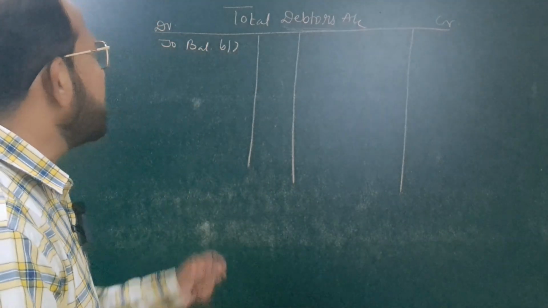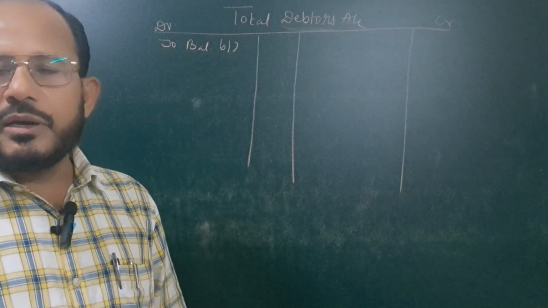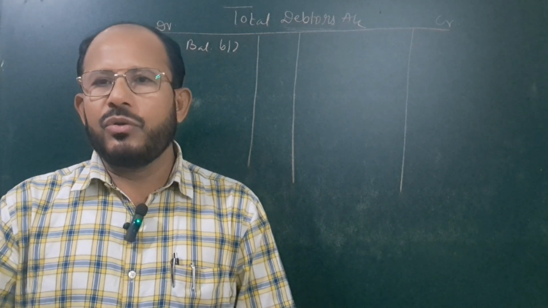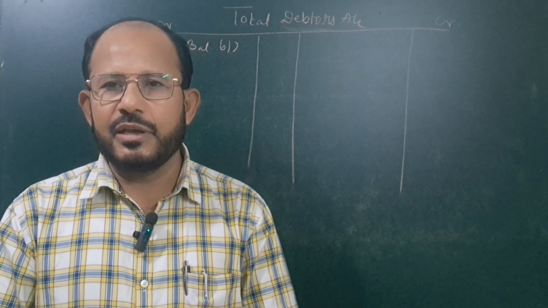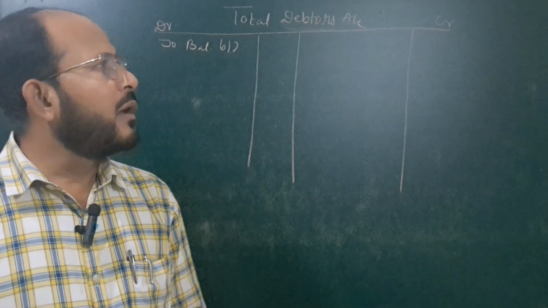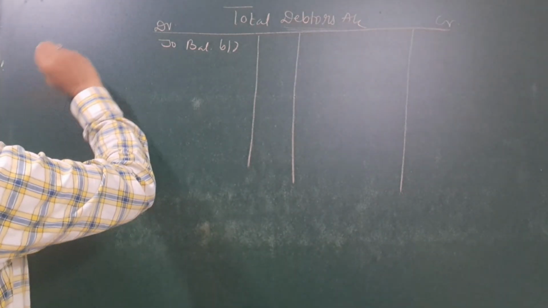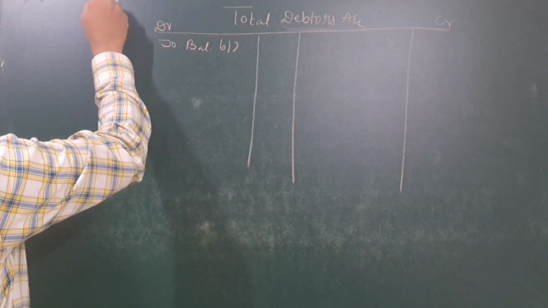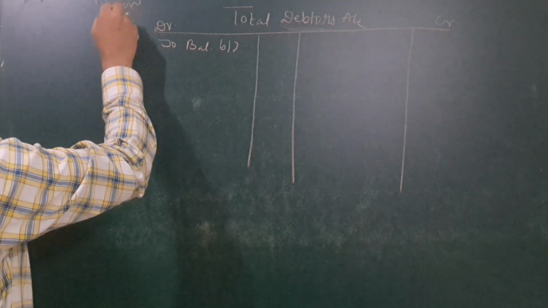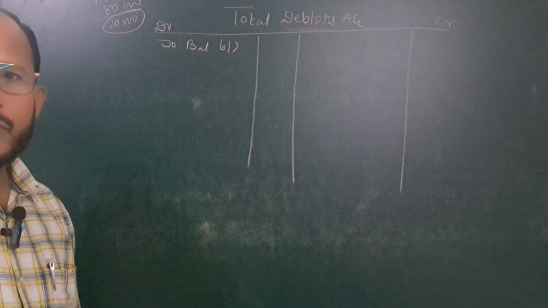This is the amount which is not yet collected from the debtors in the previous year. The amount which was not collected in the previous year is to be taken as the opening balance this year. Assume that in the last year the actual amount which was due from the debtors was rupees 1 lakh, but out of that the debtors paid rupees 80,000 and 20,000 was due.